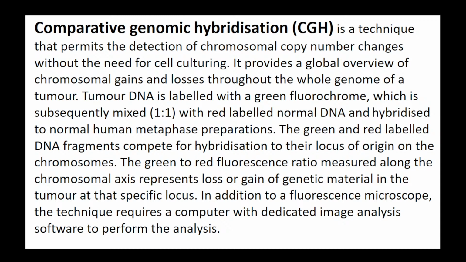Tumor DNA is labeled with a green fluorochrome, which is subsequently mixed with red labeled normal DNA and hybridized to a normal human metaphase preparation. The green and red labeled DNA fragments compete for hybridization to their locus of origin on the chromosomes. The green to red fluorescent ratio measured along the chromosomal axis represents loss or gain of genetic material in the tumor at the specific locus.